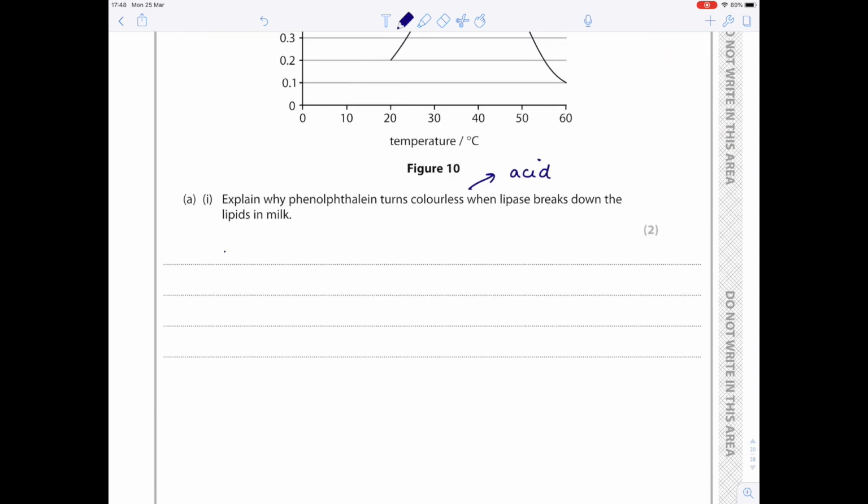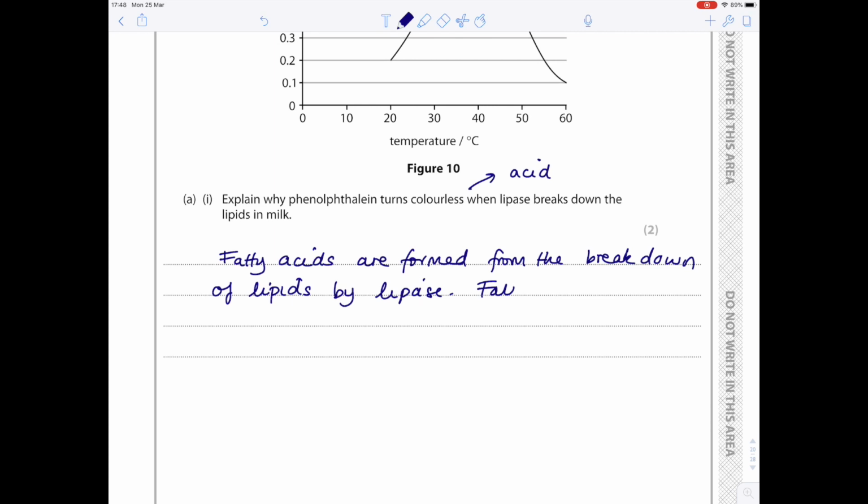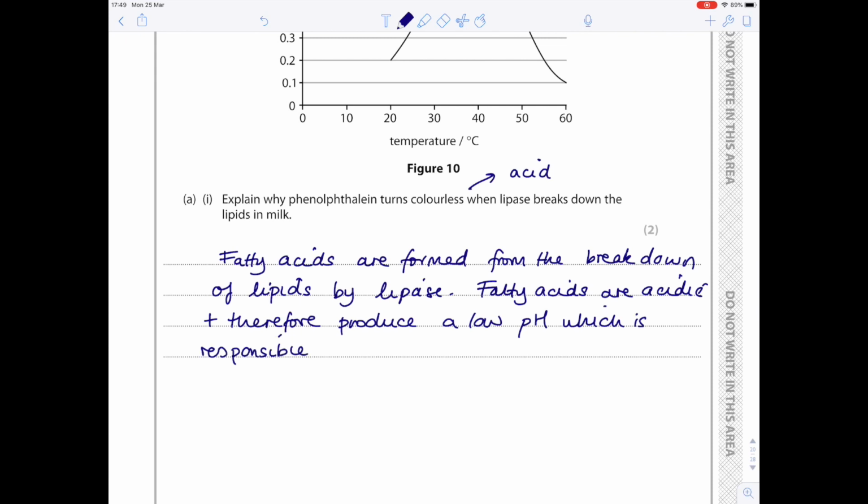So let's write that explanation. So fatty acids are formed from the breakdown of lipids by the enzyme lipase. Fatty acids are acidic and therefore produce a low pH, which is responsible for turning phenolphthalein colourless. And I'm not writing that word out because that's so long.